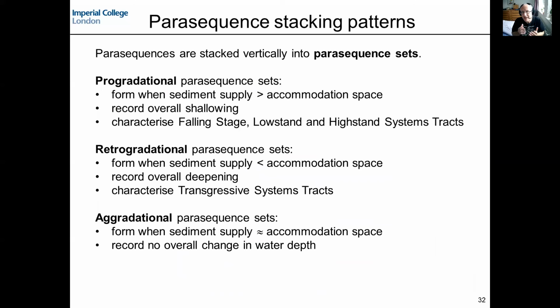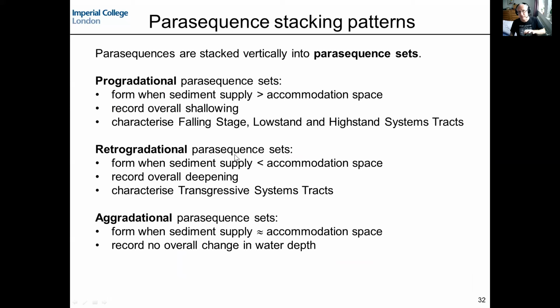Those parasequences, as we've already talked through in the different models, we expect to see patterns of progradation or regression. We expect to see patterns of retrogradation or overall transgression, and then patterns where we see just vertically building up. Where the parasequences are stacked in a progradational way, that means sediment supply is outpacing accommodation space. And we might expect to see those in the falling stage, Lowstand and Highstand systems tracts.